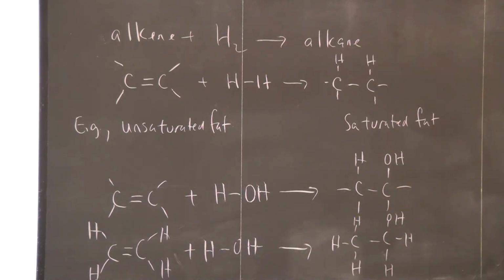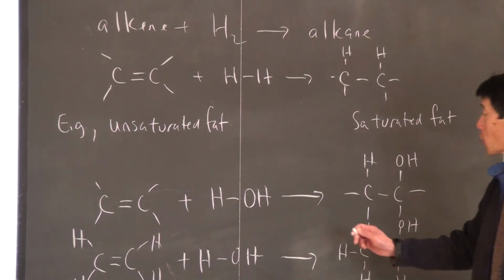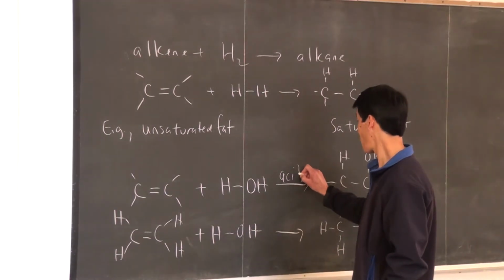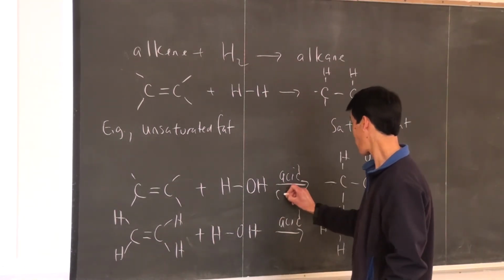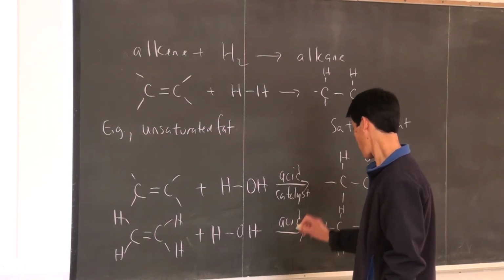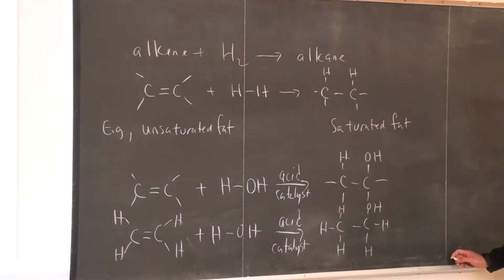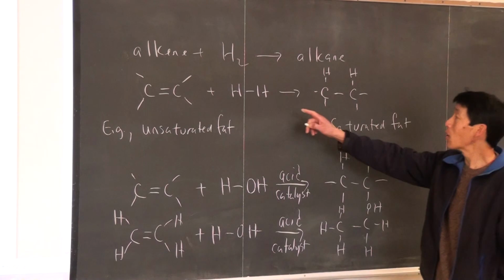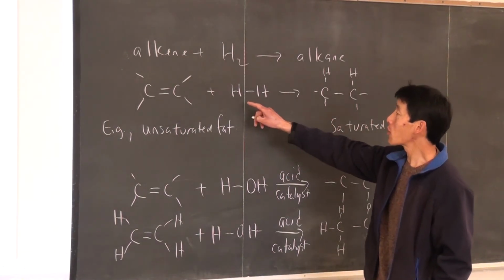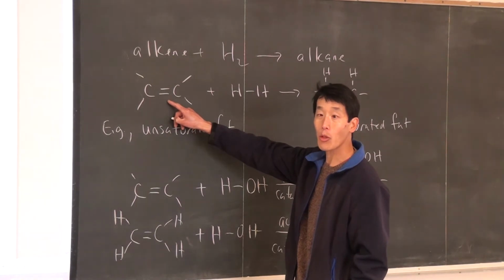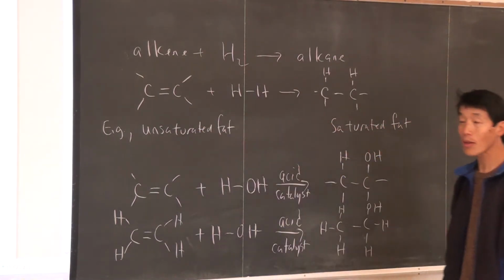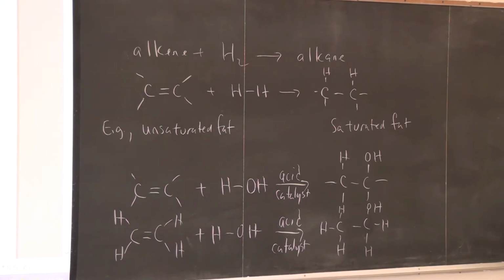So for this reaction to occur, you also need a catalyst. So usually the catalyst is some sort of acid. Yeah, an acid catalyst. Okay, so these are two examples of addition reactions. So we're adding atoms to each carbon in the carbon-carbon double bond. Okay, so that's an example of an addition reaction. And then the last reactions are these oxidation reactions.